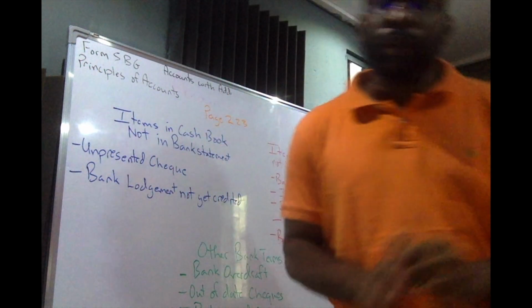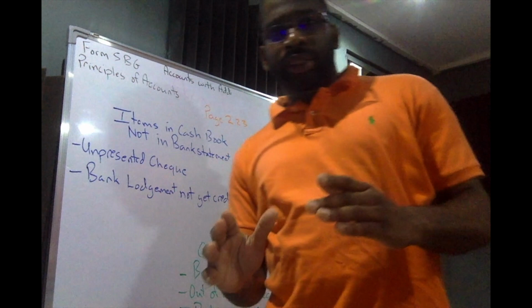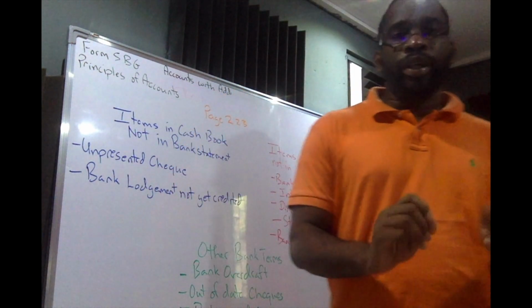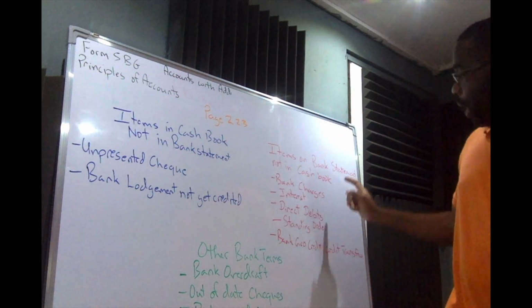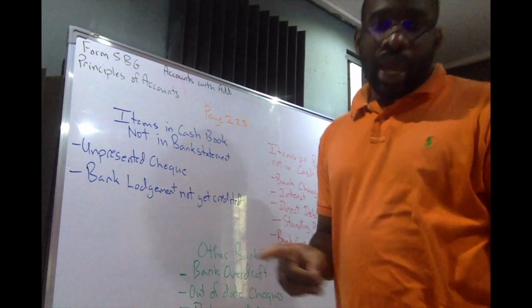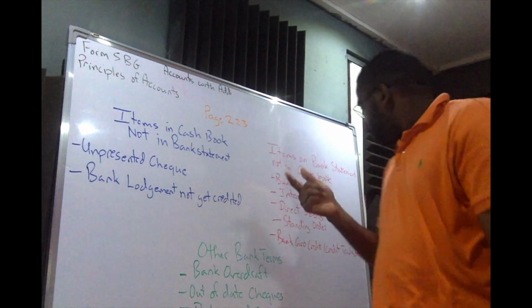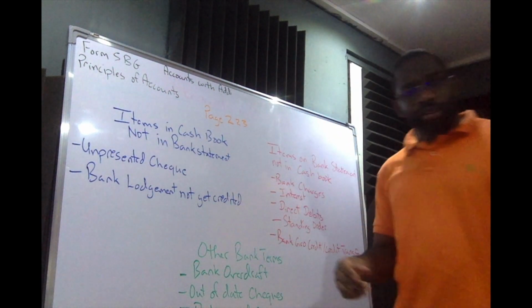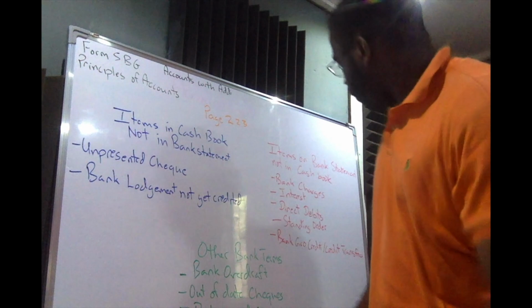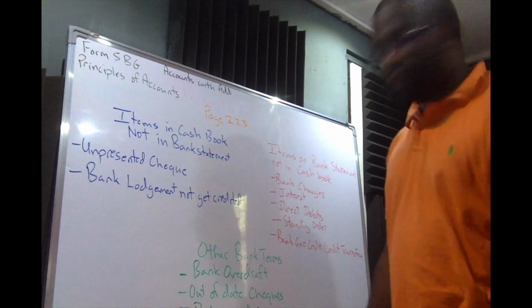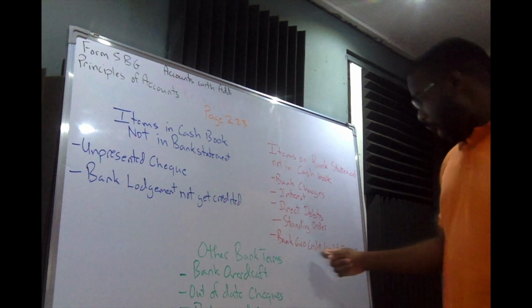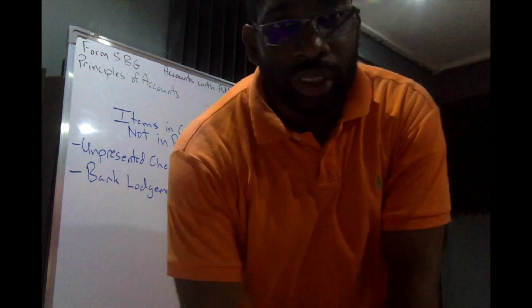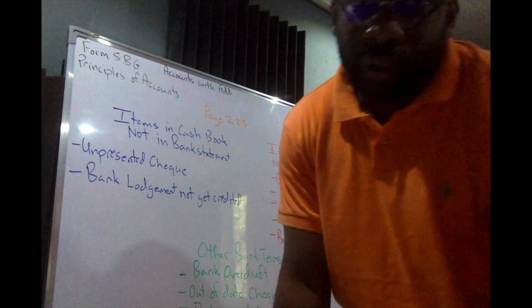But anyways, as I was saying, there are items on the bank statement that we will not see on the cash book, because they're directly related to the bank. The first one we pointed out was bank charges, and we have bank interest, might be on a loan, and they might be charging you that. We have direct debits, we have standing orders, and we have bank giro credit, also known as credit transfers.